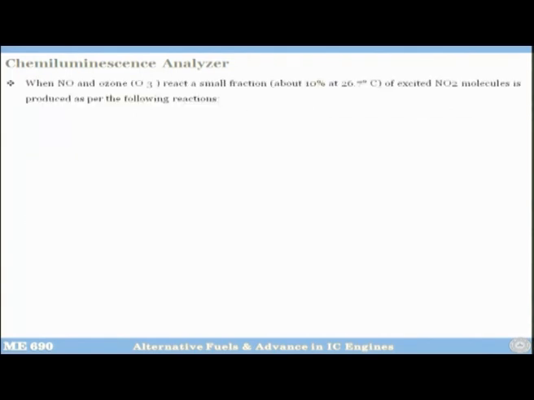Okay. Now, let us look at the chemistry. Okay. So, let us look at this principle of working. So, when NO and ozone react, a small fraction, roughly about 10% of the excited NO2 molecules is produced, and these are the reactions. NO plus ozone is equal to NO2 star. NO2 star means excited state plus oxygen, and this is 10%, 90% still only remains NO2 ground state. Okay. So, only 10%, and then this excited state becomes NO2 plus h nu. So, this h nu is what you detect, and then of course, you have to multiply it by 10 in order to get the actual number of photons.